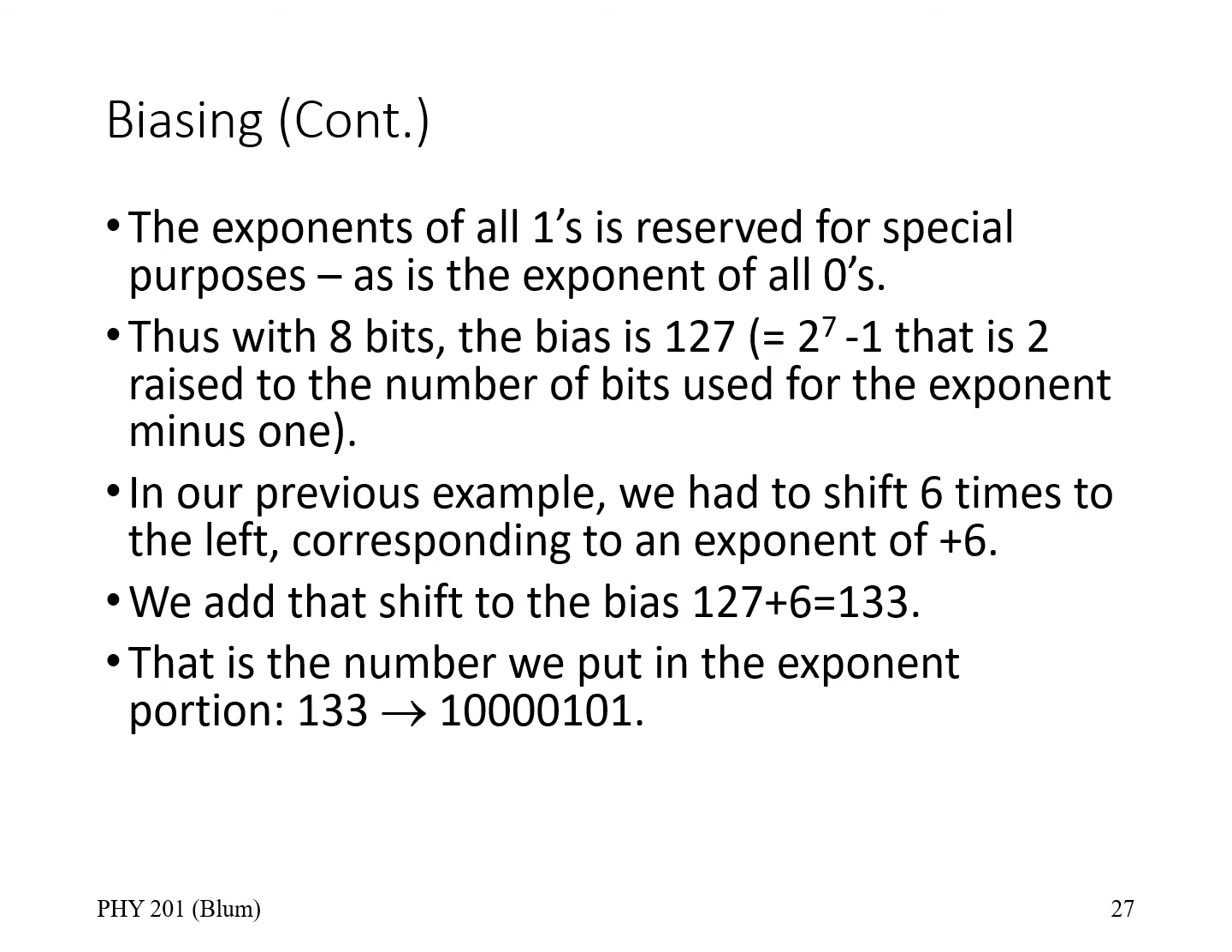So in a previous example, our power of 2 was 2 raised to the 6th. And now we need to bias that 6. So it's 127 plus 6, or 133. And that's what we will represent and call the exponent.